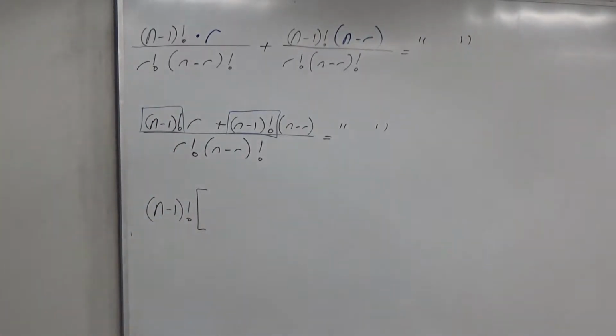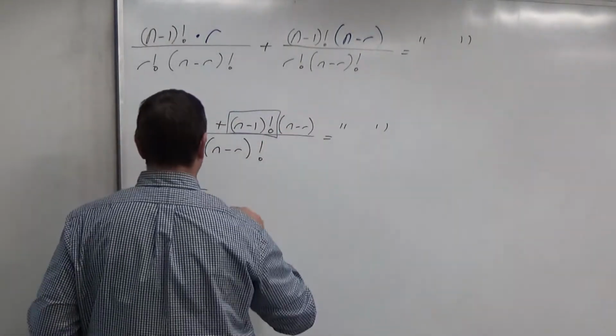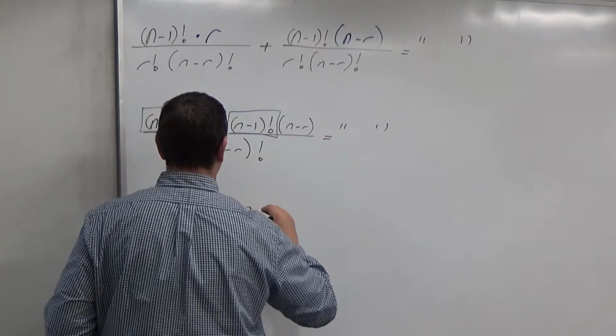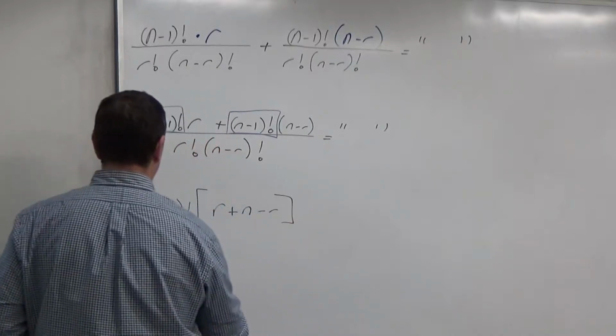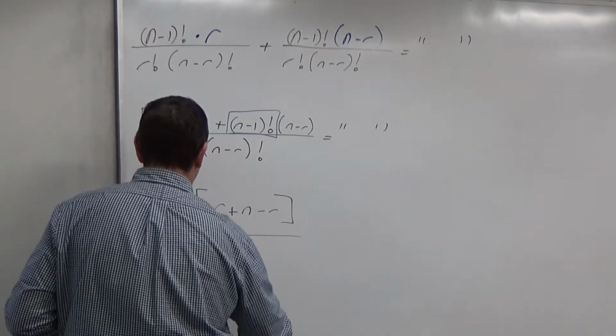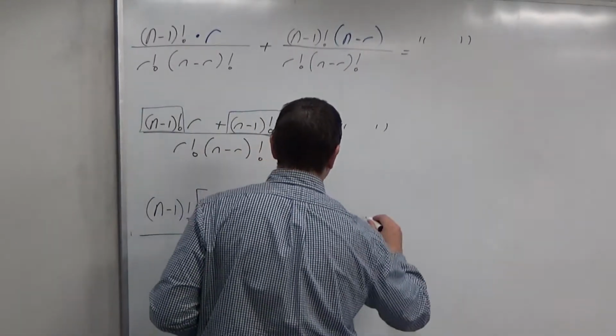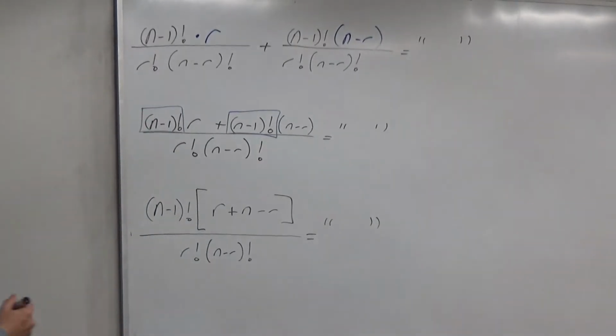Once I factor out that factorial, don't I just have 3 terms left over? What are the 3 terms? R, n, negative r. Good. So we just have r plus n minus r. Now that's not a factorial, that just is what it is. All over r factorial, n minus r factorial. That's supposed to be equal to n combination r.